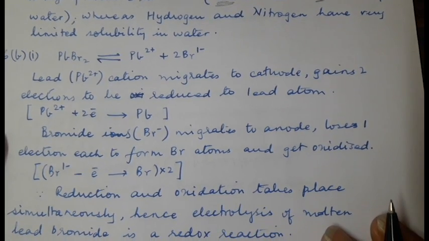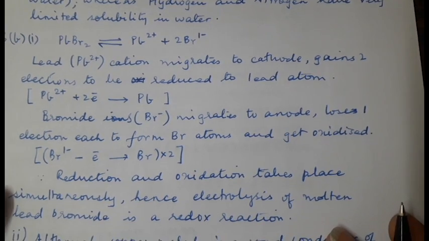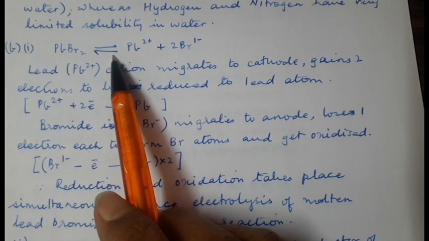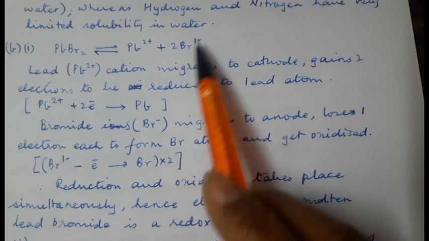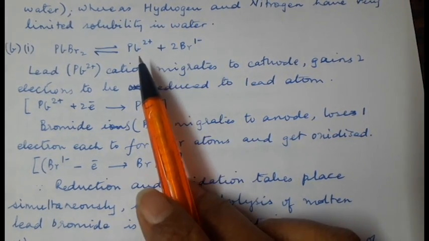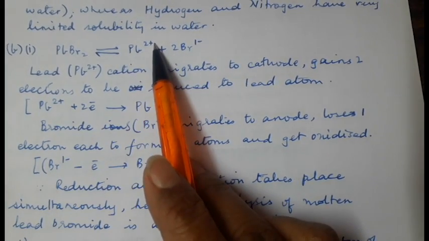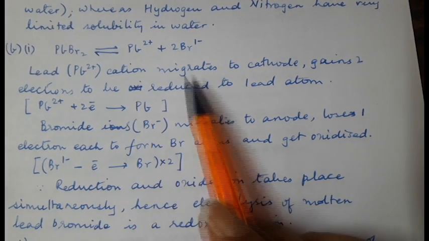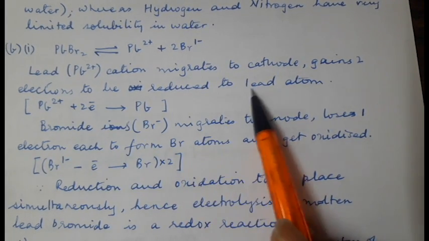First of all, we write the dissociation reaction. And our dissociation reaction is PbBr2, the reversible reaction gives you Pb2+ plus 2Br-. The moment you keep this ready, it helps you to answer the question clearly and logically. So Pb2+ ions, they are lead cations. What happens to the cation? It migrates to the cathode and gains 2 electrons to be reduced to a lead atom.